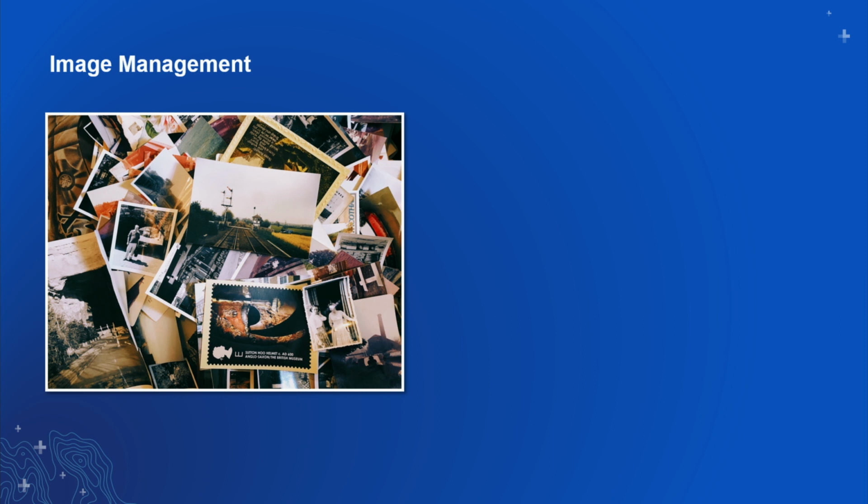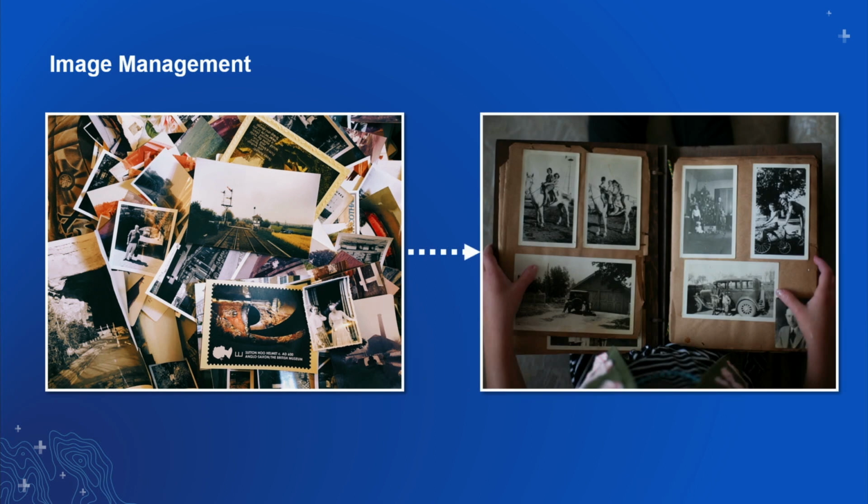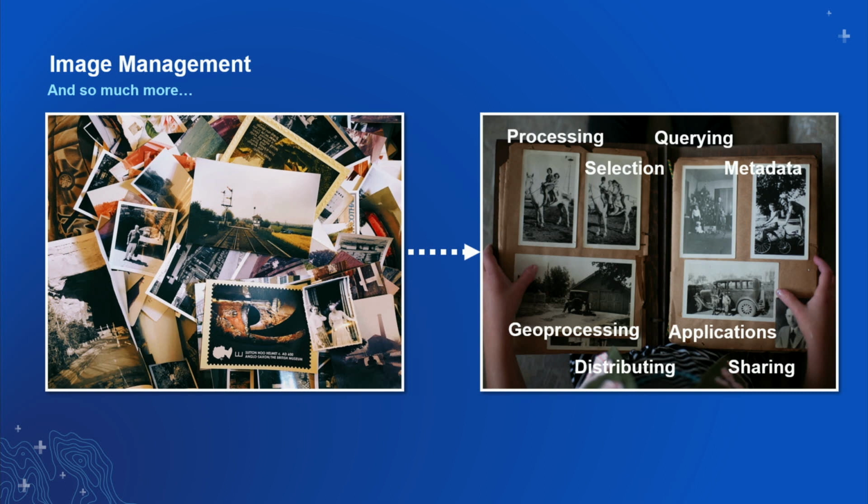I like to think of it sort of like the drawer of scattered photos that I have at home that have not been organized in 10 years. And basically, the ability of the Mosaic dataset is to put this into a photo album for me without me ever having to physically move any of my photos. And so it's similar to just having a catalog or an index of sorts, but there's so much more that comes with it. I can apply processing, I can do selection and querying of my imagery, I can distribute it and share it as a web application, etc.